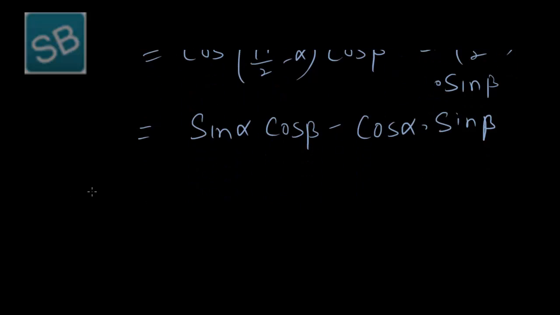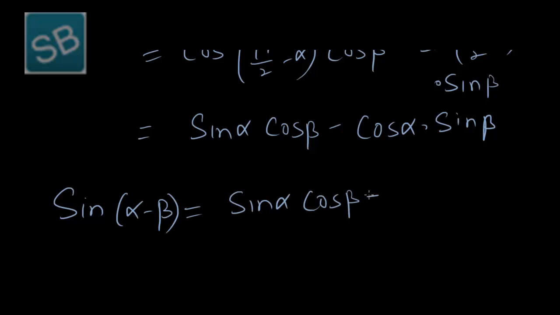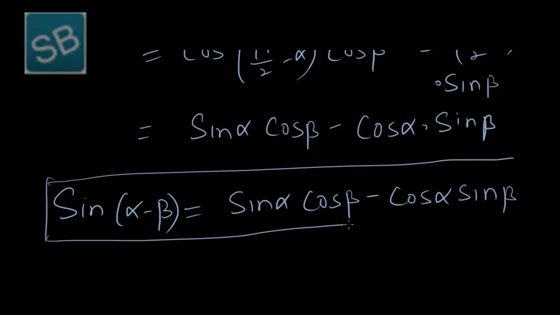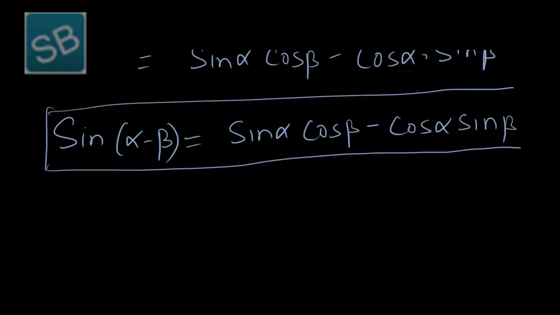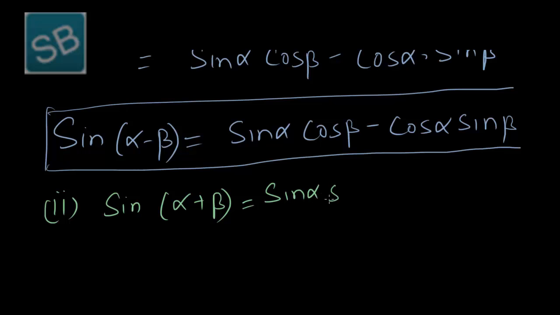So we get sin of alpha minus beta is equal to sin alpha cos beta minus cos alpha sin beta. This is the first part of theorem 2. Now we are going to state the second part. That is, in the second part, we have to prove sin of alpha plus beta is equal to sin alpha cos beta plus cos alpha sin beta.